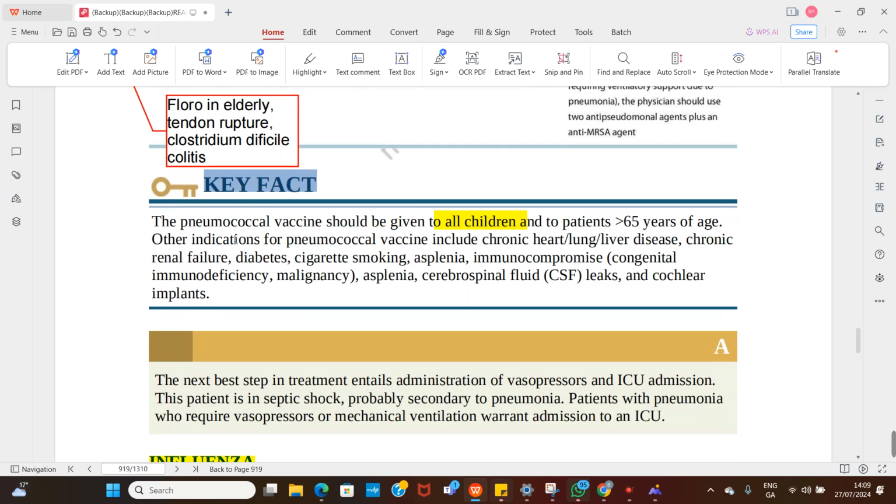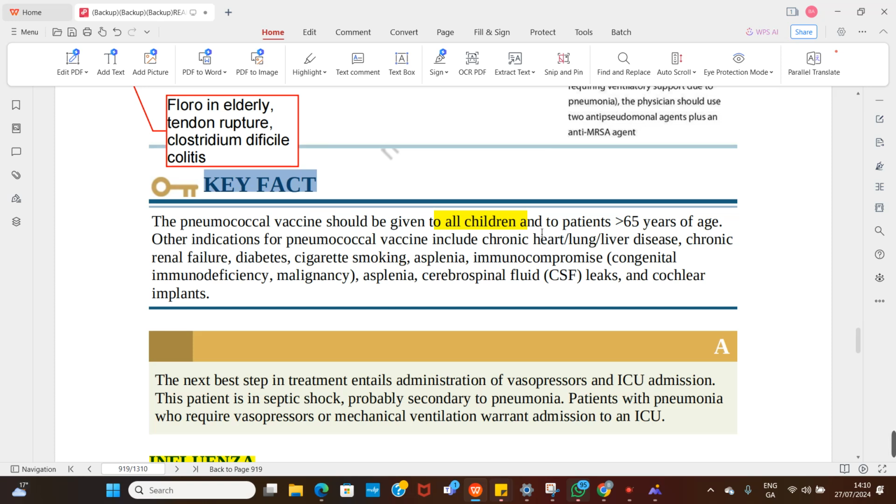So I've talked about the pneumococcal vaccine. You give it to all children less than 5 years or people more than 65 years. Those are the 2 categories. Either a child is less than 5, or the person is an adult more than 65. You give them the anti-pneumococcal vaccine. And anybody with other comorbidity: lung disease, heart disease, liver disease, kidney issues, diabetes, smoker, asplenia, immunocompromised, CSF leak from trauma, cochlear implants, they have to take the pneumococcal vaccine.